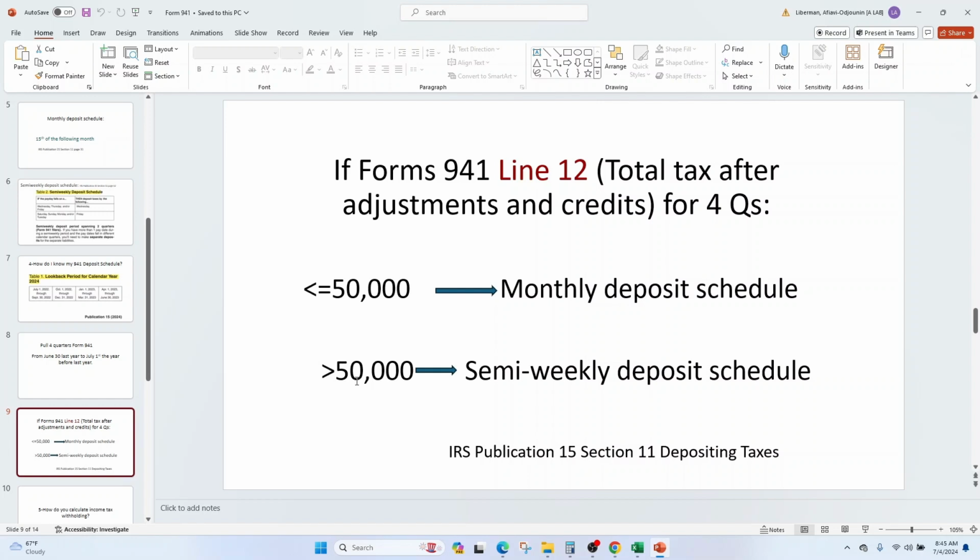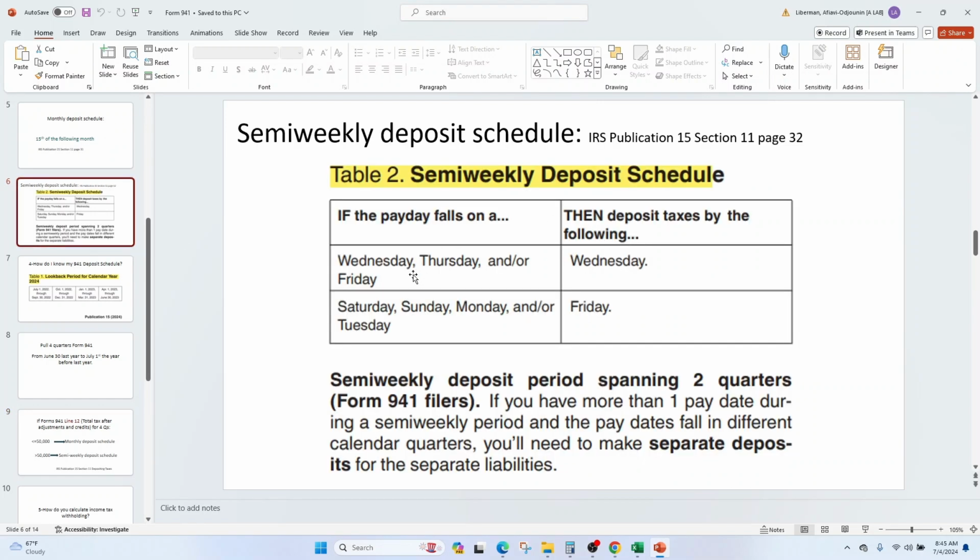With the semi-weekly deposit schedule, when you pay people from Wednesday to Friday, you will make a deposit by Wednesday the following week. And when you pay people from Saturday to Tuesday, you make the deposit of the tax liability for the wages that you pay during those days by Friday of that same week. So you make deposits twice a week, Wednesdays and Fridays.